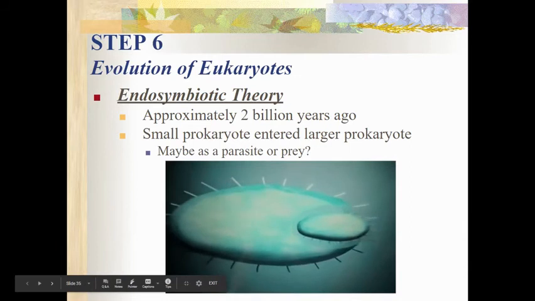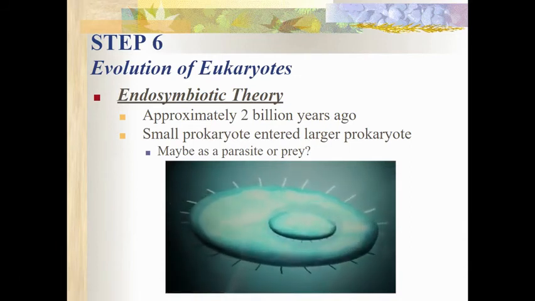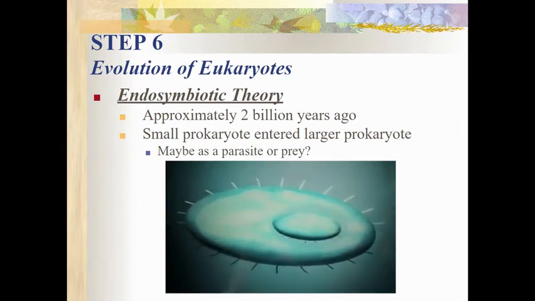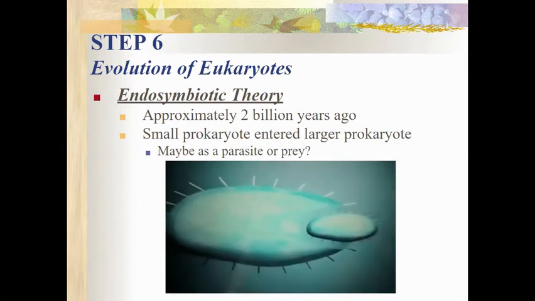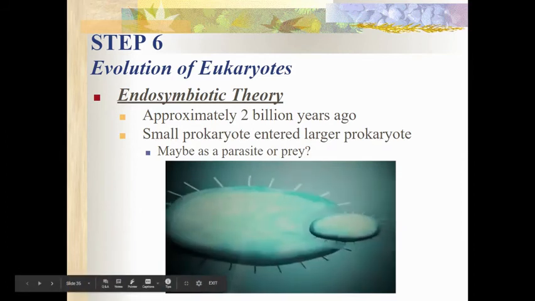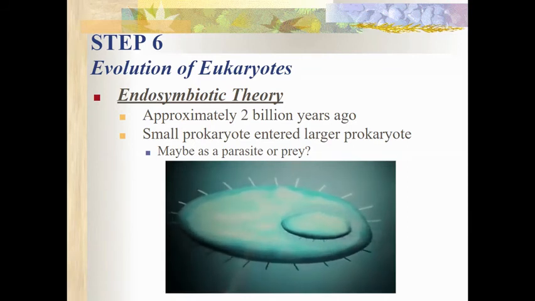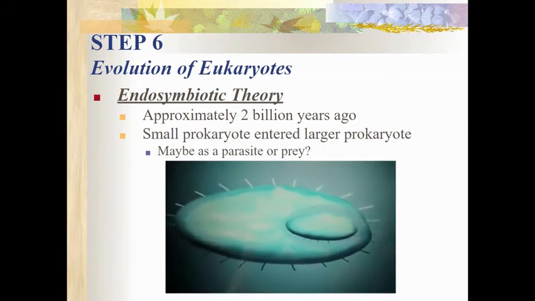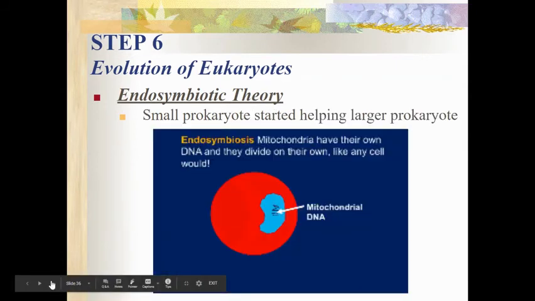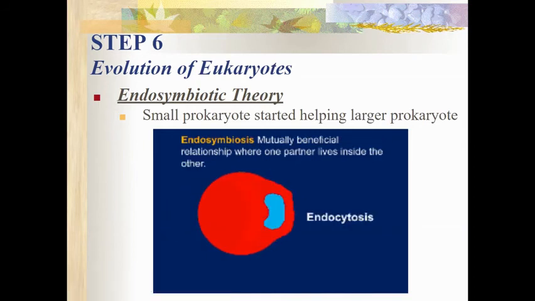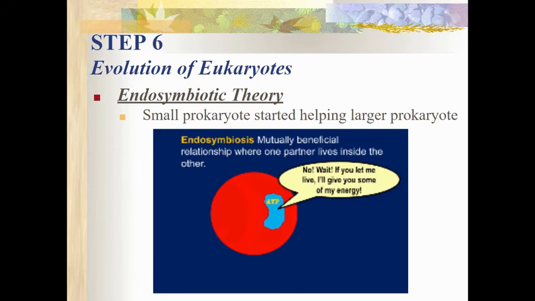Step 6, the evolution of eukaryotes. And this is explained through the endosymbiotic theory. So this is believed to have taken place approximately 2 billion years ago. And a small prokaryote is believed to have entered a larger prokaryote. Maybe it entered as a parasite, or maybe it was prey for the larger prokaryote. Either way, that small prokaryote actually started helping the larger prokaryote. So they developed this mutualistic relationship.